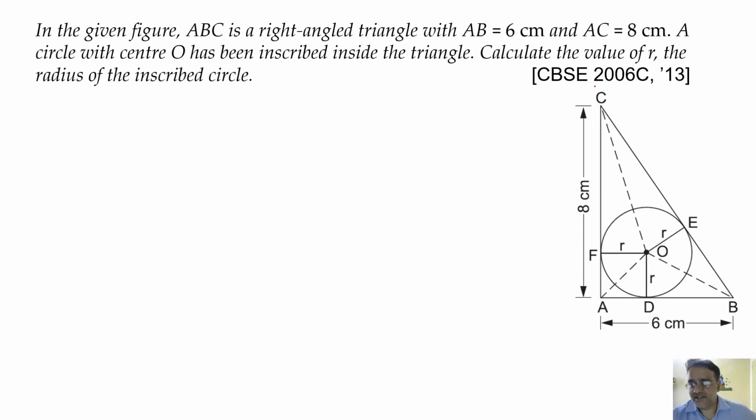In 2006 C compartment and 2013. In the given figure, ABC is a right angle triangle with AB equal to 6 centimeter and AC equal to 8 centimeter. A circle with center O has been inscribed inside the triangle. Calculate the value of R, the radius of the inscribed circle.